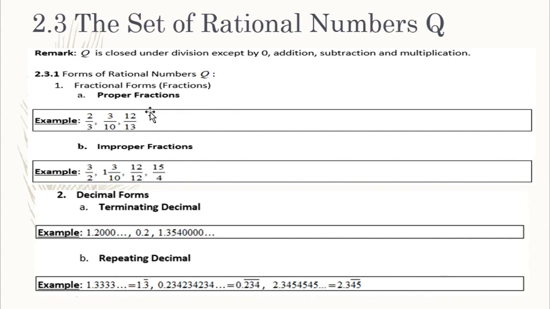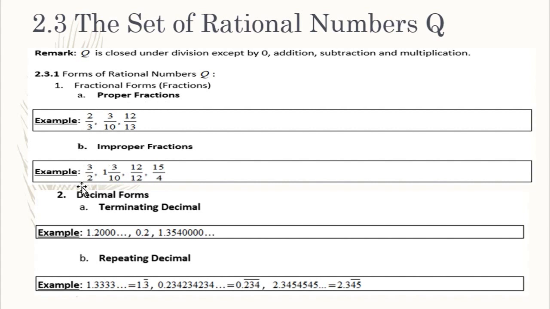So, in proper fractions, these are the examples: 2/3, 3 over 10, 12 over 13. So observe that the numerators are less than our denominators. So mas gamay ang mga values sa numerator kaysa denominators. So pag ingana, tawag ana niya proper fractions.